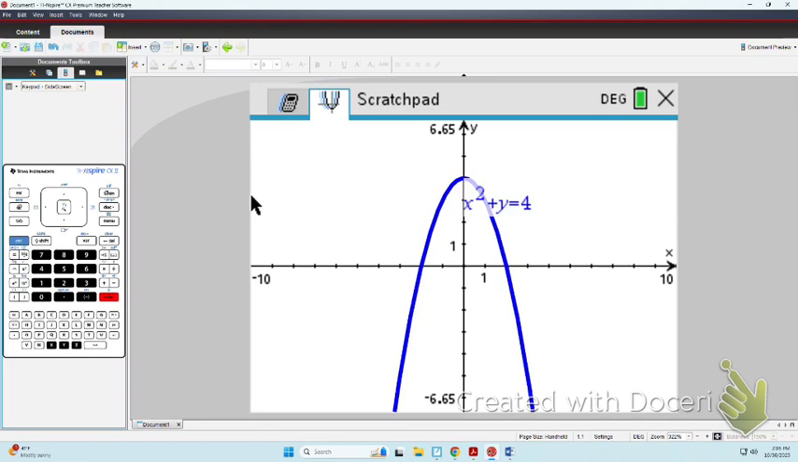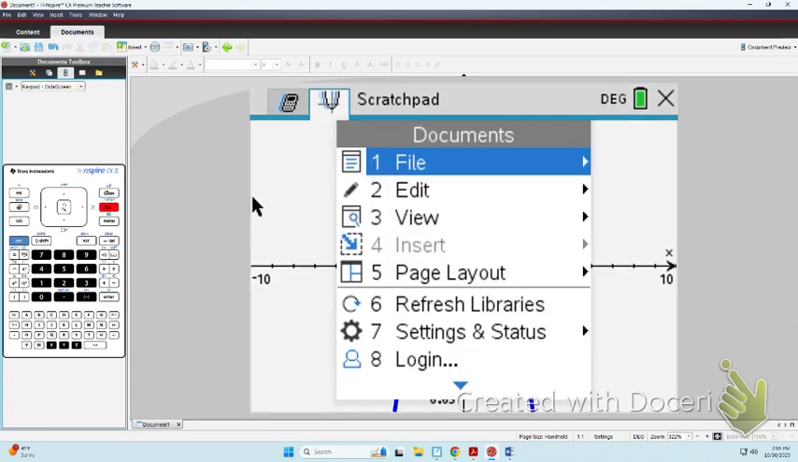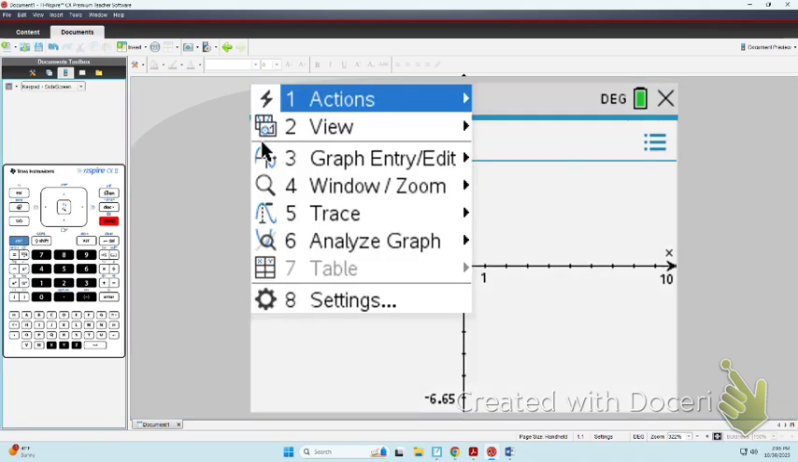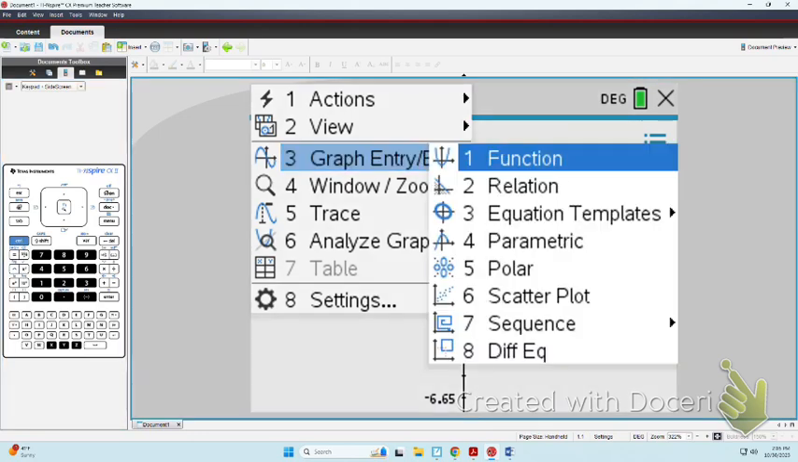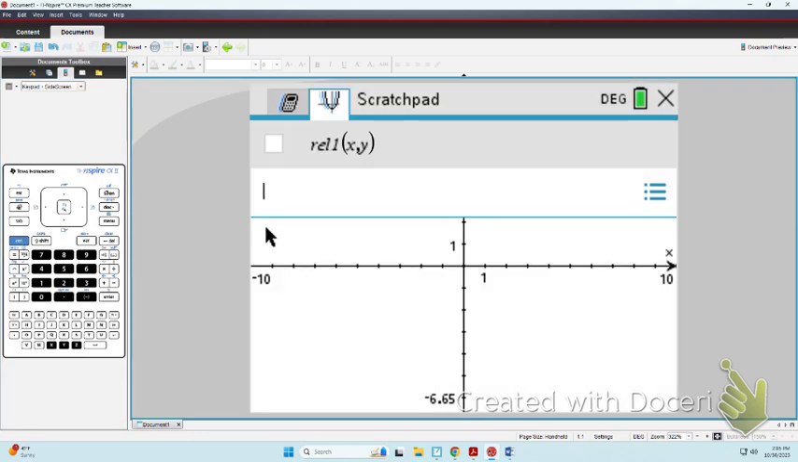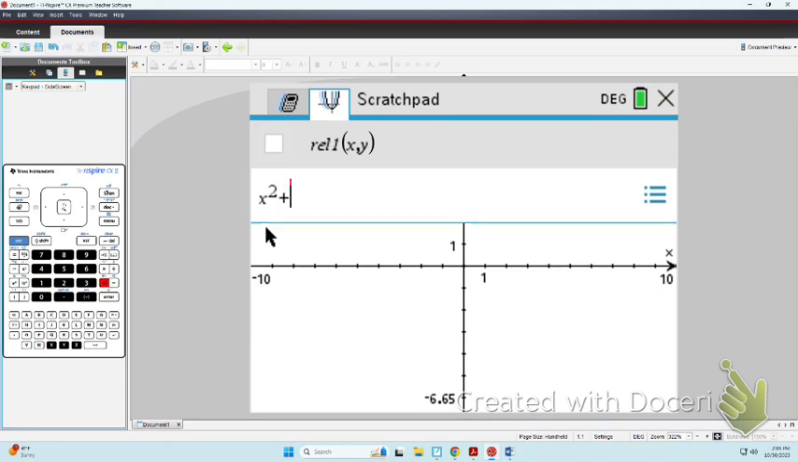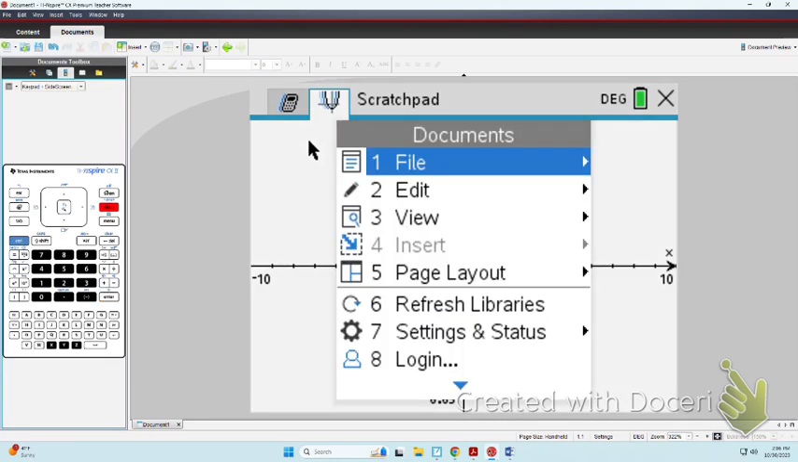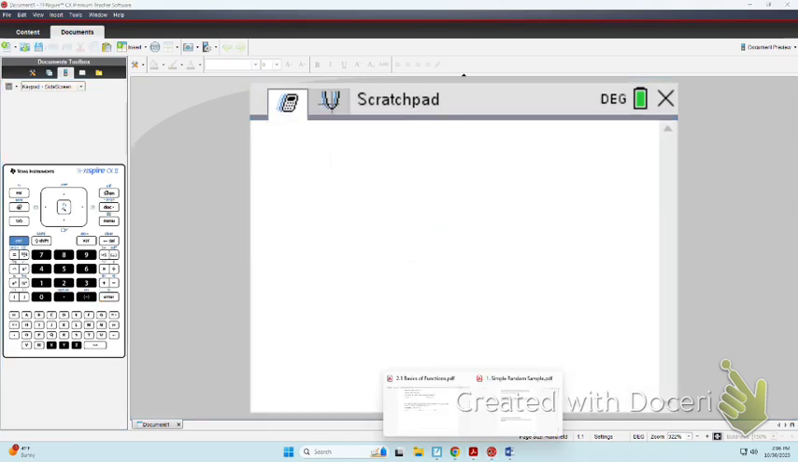Look at part B. Here, let's clear this. It's not set equal to y. You could. It's a headache to do when you're graphing it on the calculator. So let's change it to menu graph entry relation. And I can type in x squared plus y squared equals 4. And it is a circle. All right, let's go back to the document.